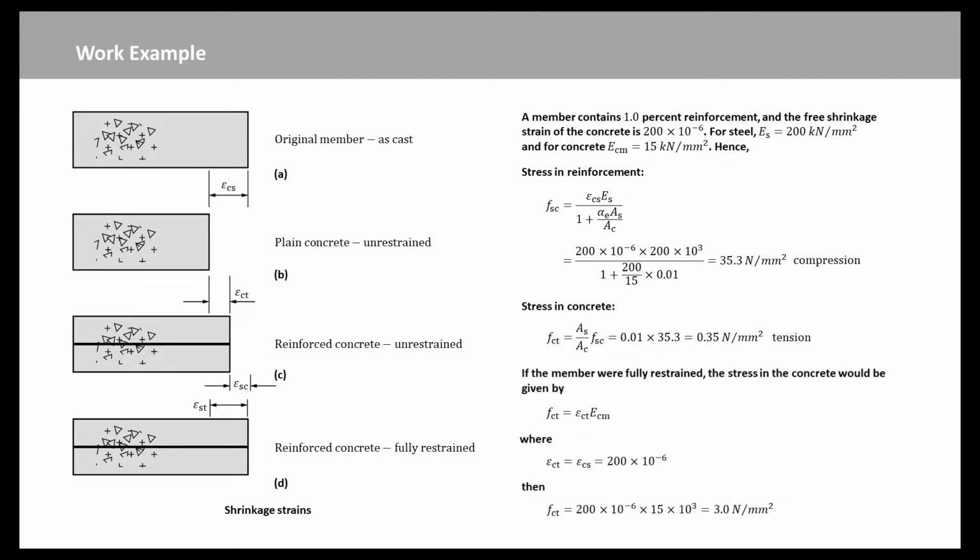If the member is fully restrained, then the steel cannot be in compression since epsilon Sc equals 0, and hence Fsc equals 0. In this case, the tensile strain induced in the concrete epsilon Ct must be equal to the free shrinkage strain epsilon Cs, and the corresponding stress will probably be high enough to cause cracking in immature concrete. Now we continue the previous example to show the calculation of fully restrained shrinkage stresses. The stress in the concrete would be given by Fct equal to 3 Newton per millimeter square.